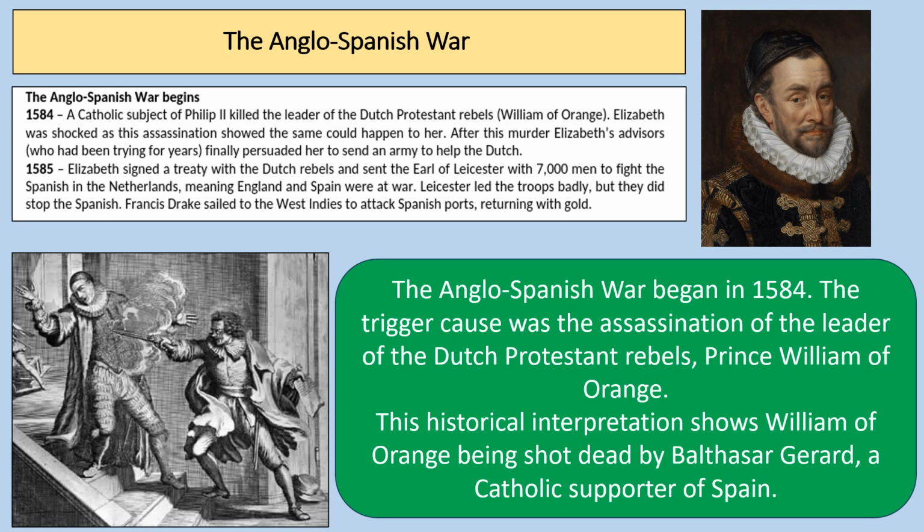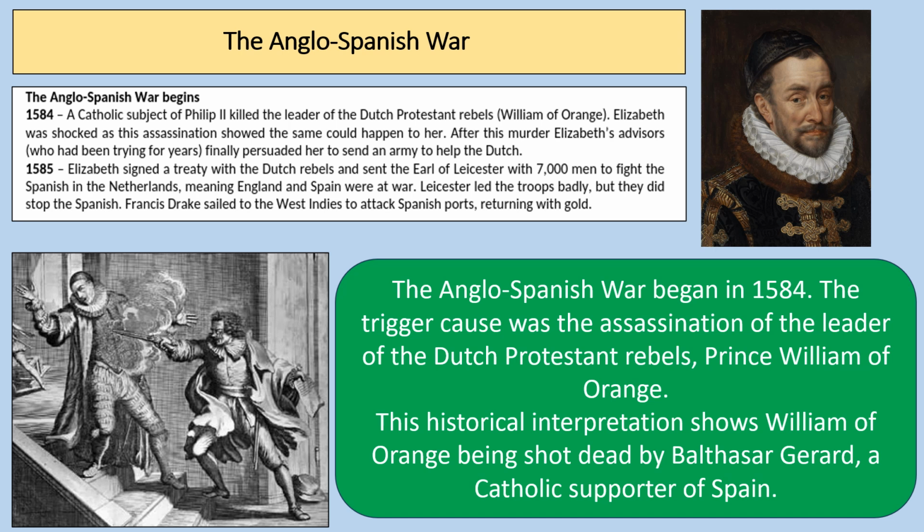So the Anglo-Spanish War actually began in 1584. So a Catholic subject of Philip II killed the leader of the Dutch Protestant rebels, William of Orange. Now, Elizabeth was shocked as this assassination showed the same could happen to her. And after this murder, Elizabeth's advisors finally persuaded her to send an army to help the Dutch.